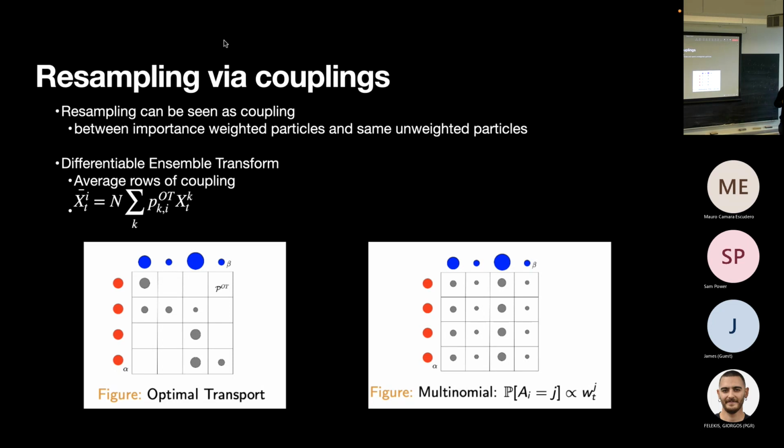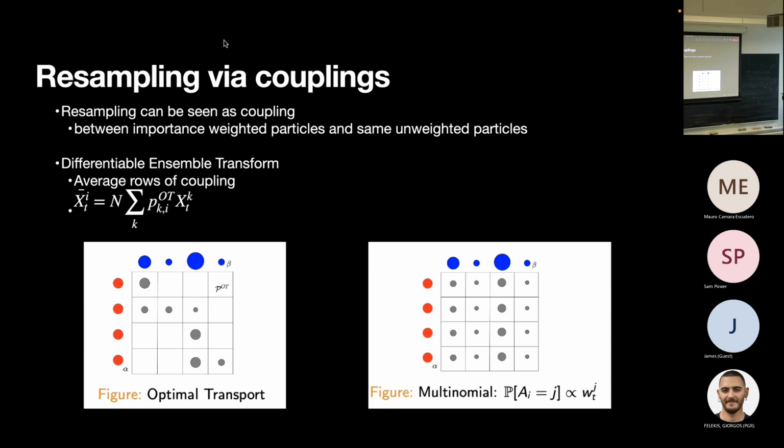Can I ask what alpha and beta are? Yeah, alpha is, say you have proposal particles for each time step. This is the uniformly weighted version of the particles, and beta is a weighted version according to the importance weights. Okay. Sorry, I had another slide, but I think I missed it.